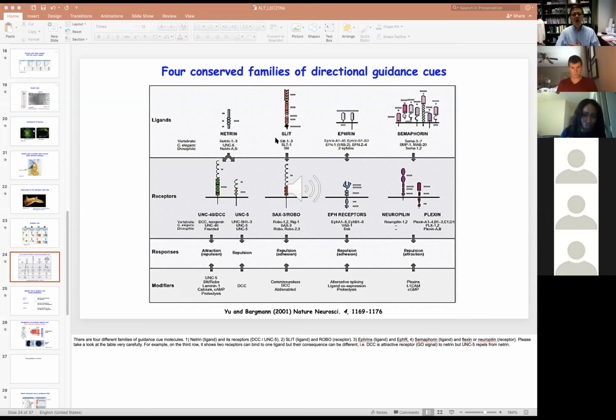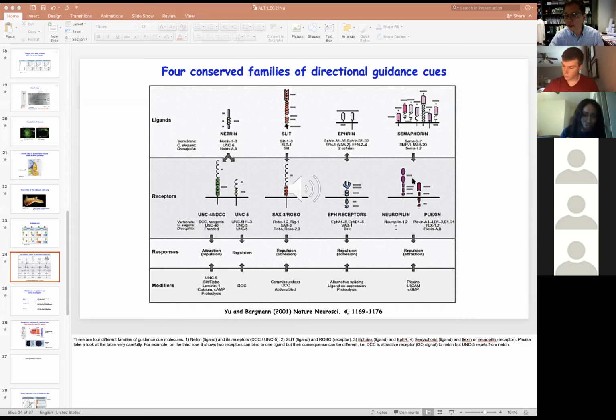And then slit, we are going to talk about that in the Drosophila neuron, and Robo is their receptor. Robo stands for roundabout, okay, and they have some kind of repulsive or adhesive consequences in here. And then ephrin, and the Eph receptors are largely repulsive. And I think semaphorin is also pretty much repulsive. In very minor cases, they can be an attractive signal.